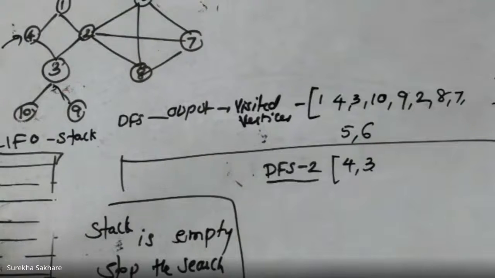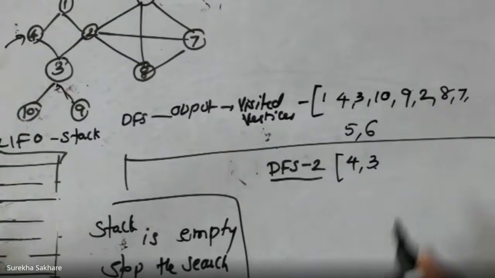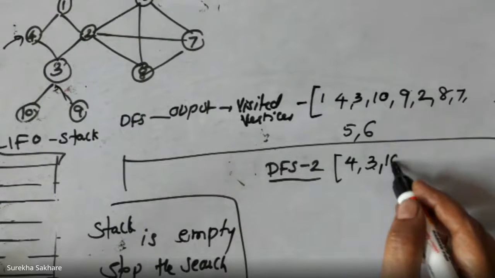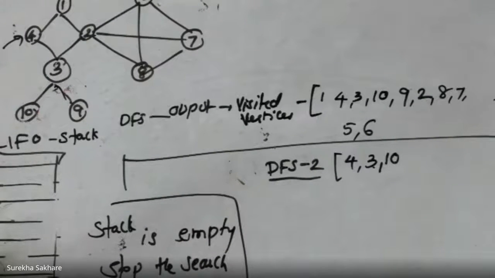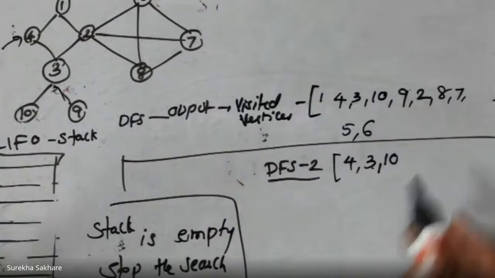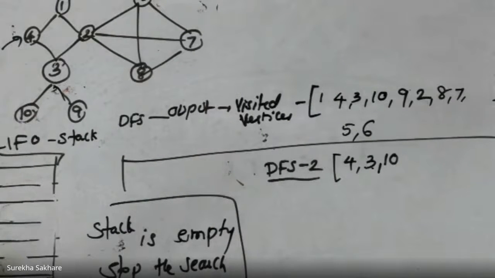Now after 3, I will explore further and visit, so I come across 10. In the meanwhile, I have kept this as on hold. But after 10, there is nobody, so I'll come back to 3. Who will tell me? This pointer tells me. So I've come again here, so I will just explore 3.